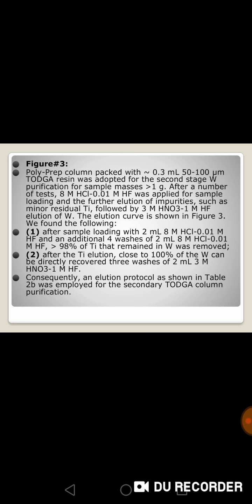And in the last figure, that is about the polyprep column packed with the 0.3 ml, 50 to 100 micrometer TODGA resin, which was adopted for the second stage tungsten purification, as we have done with the tungsten purification in the first two figures. So the final purification can be done with the polyprep column, and this can be called the second stage of tungsten purification for sample mass greater than 1 gram.